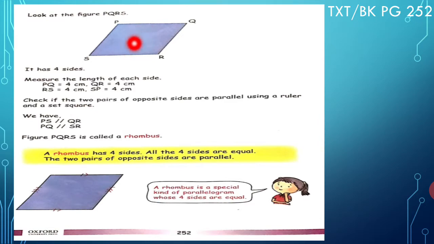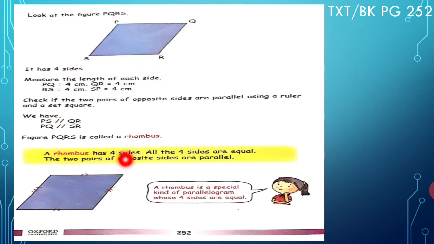You have to check whether the opposite sides are parallel or not. After measuring, we will come to know that PS is parallel to QR and PQ is parallel to SR. The figure PQRS is a rhombus. Because each and every side is equal, we will consider this figure to be a rhombus.